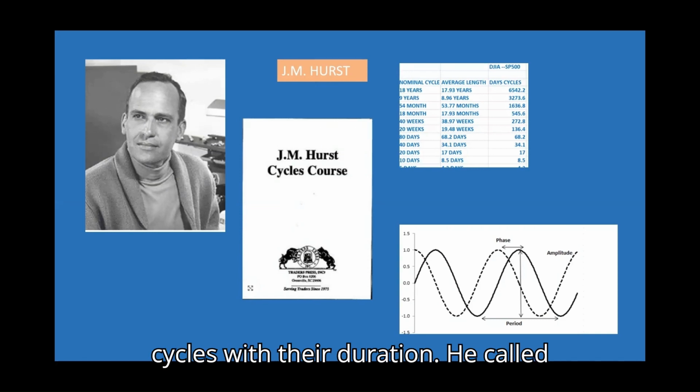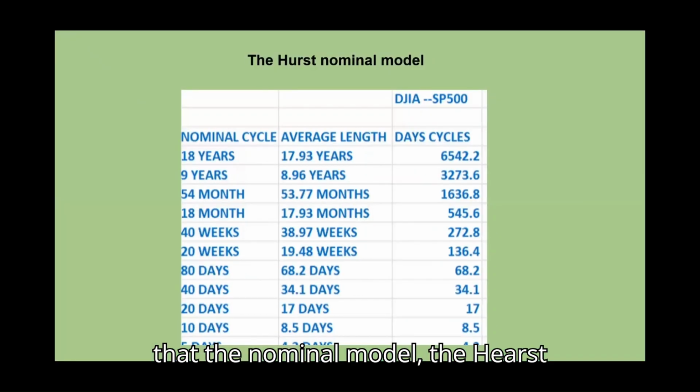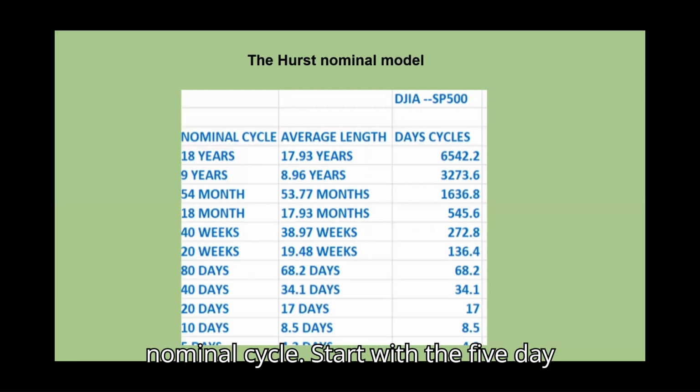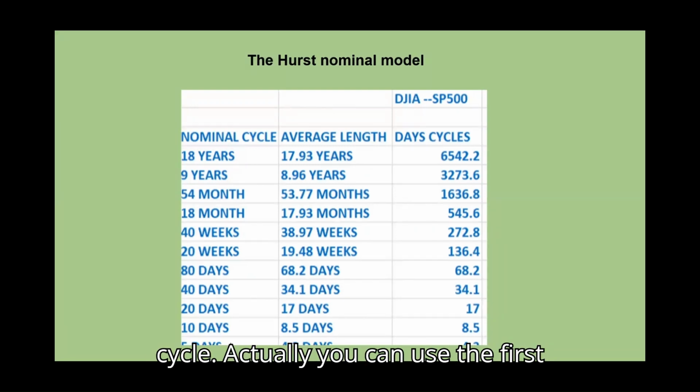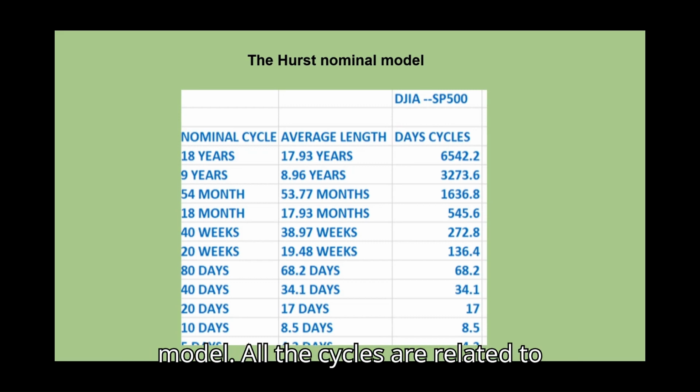Hurst built a list of cycles with their duration. He called that the nominal model. The Hurst nominal model starts with the 5-day cycle. Actually you can use the Hurst nominal model intraday too. But this is a little bit more complicated, so let's keep it simple and use his regular nominal model.